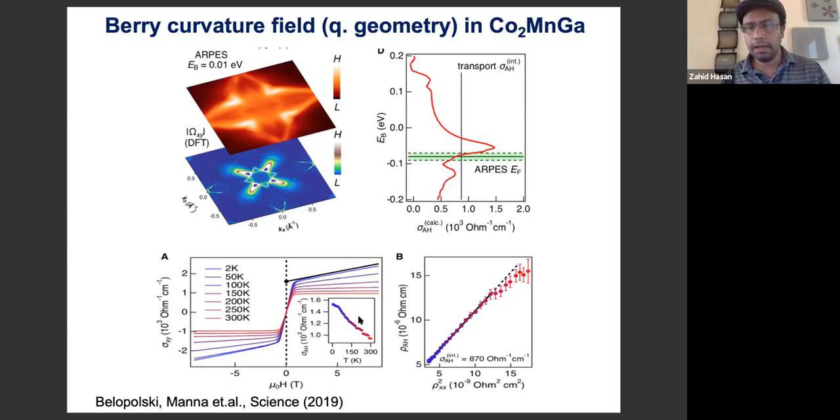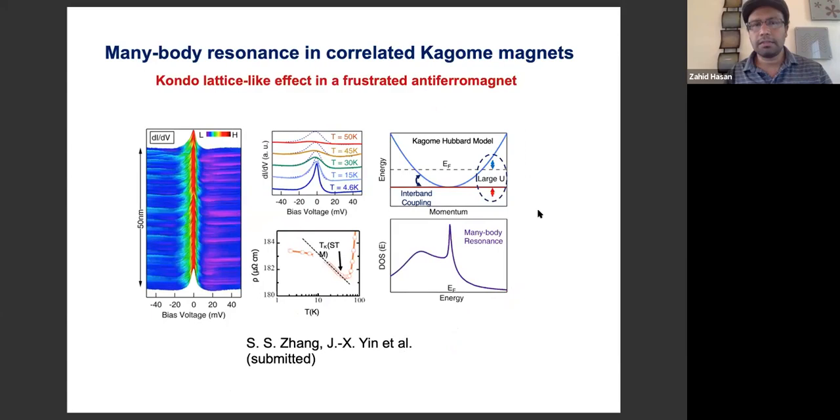So now Kaustav has done transport on this, and he concluded that the intrinsic part of the anomalous Hall is about 870 standard units, and that's precisely where the ARPES prediction places it. So in other words, it's very sensitive to where the Weyl nodes are, the Berry curvature singularity and all of that. As you approach the singularity, you'll have a larger response. So indeed, ARPES has successfully mapped out the quantum geometry in the system. And that I find is a remarkable development and success for ARPES, at least in identifying a 3D magnet that is topological.